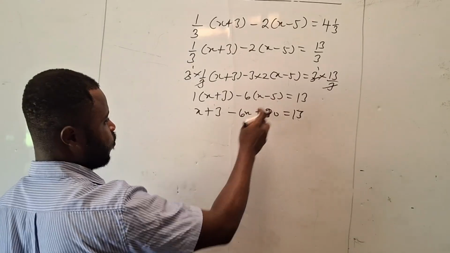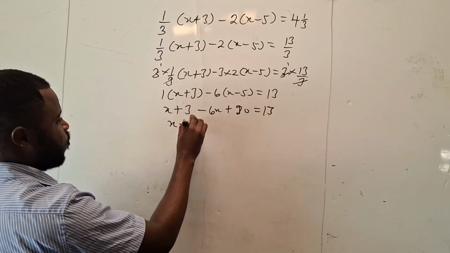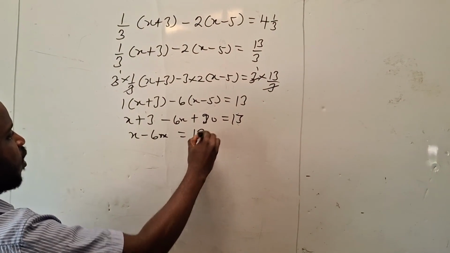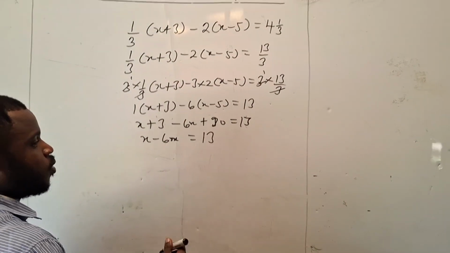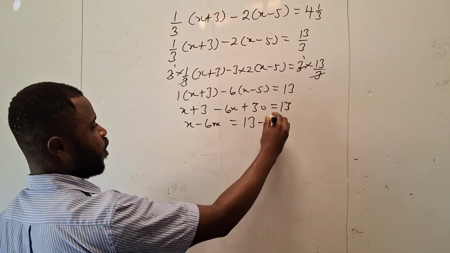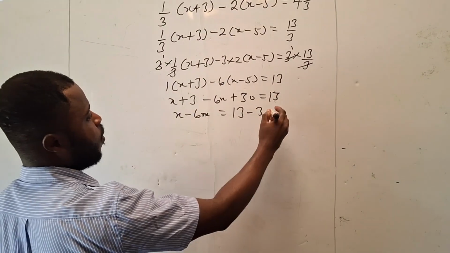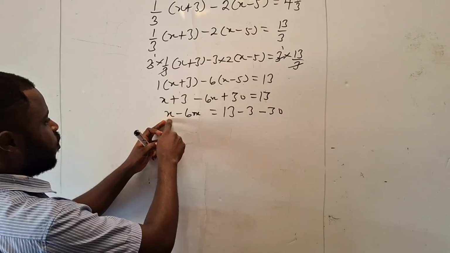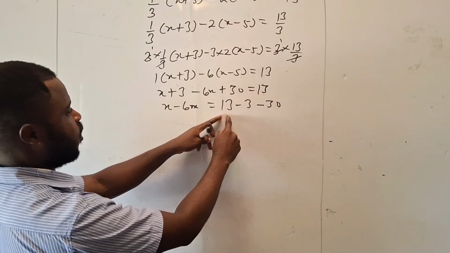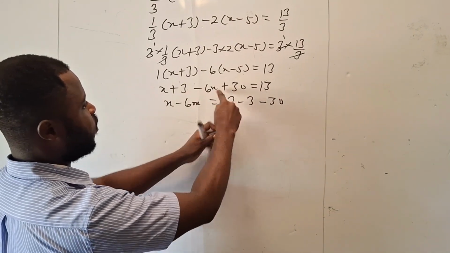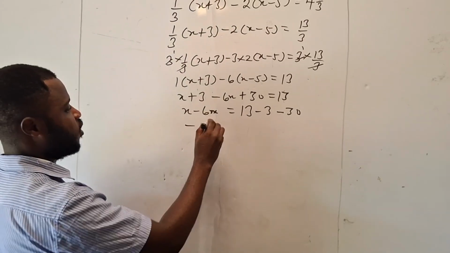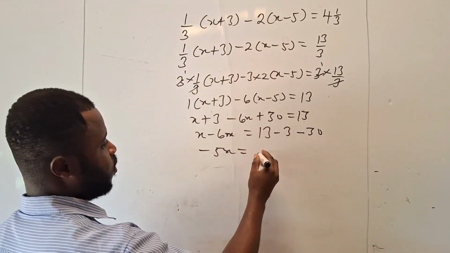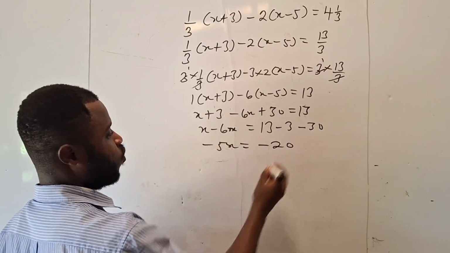So 6 times 5 equals 30. Now we have x minus 6x. Since the x has not crossed any equal sign, then we have 13. So we have 13 minus 3, then minus 30. So x minus 6x, then this 13 here, then this 3 here. So here will give us negative 5x. 13 minus 3 is 10. Minus 30 will give us negative 20.